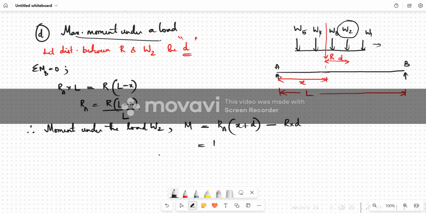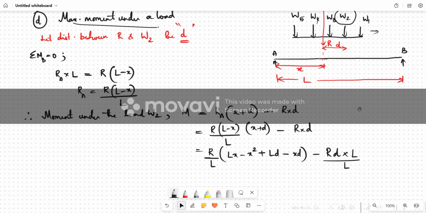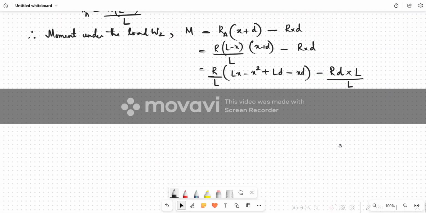So substituting, what do you get? RA is in terms of R. So in terms of R, I have R into L minus x by L into x plus d minus R into d. Okay. Simplifying, I'll get R by L into Lx minus x square plus Ld minus xd. Okay. Minus R into d. Now this, let us multiply it by L and divide by L so that you can keep the denominator same. Okay. Let it be like that.